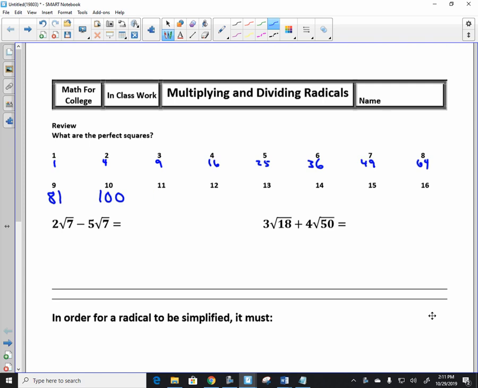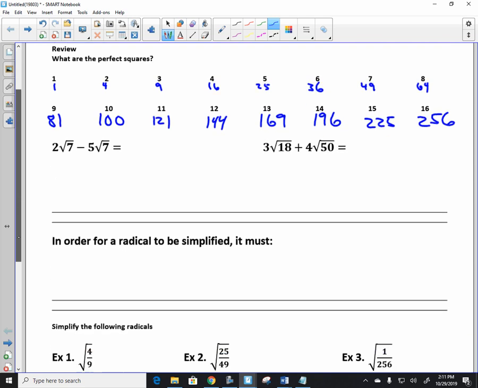11 squared? 121. 12 squared? 13 squared? 14 squared? 196. 15 squared, 225, and 16 squared, 256. Hopefully those are ones that you remember.